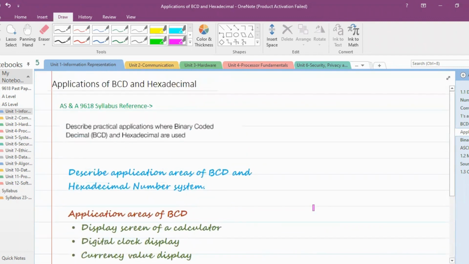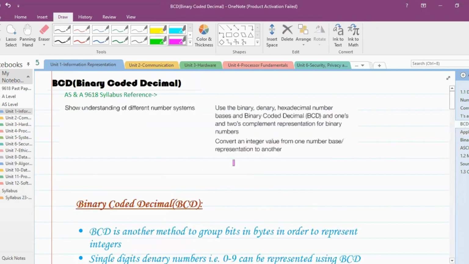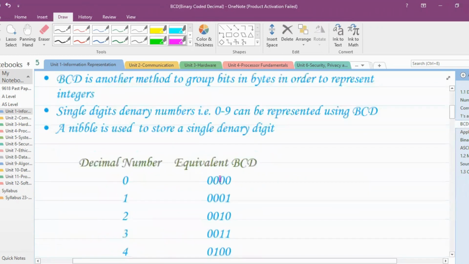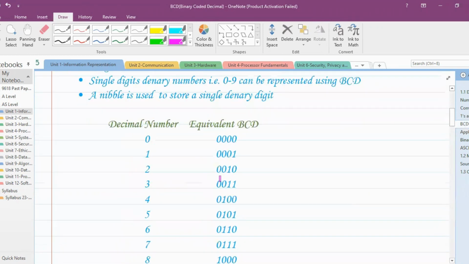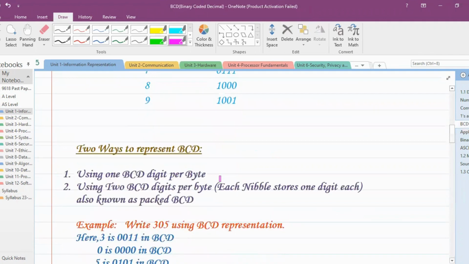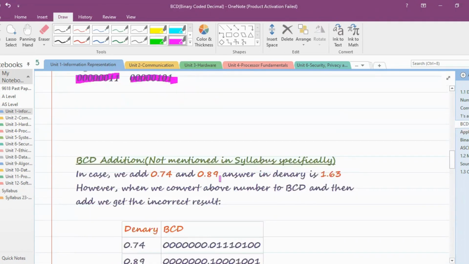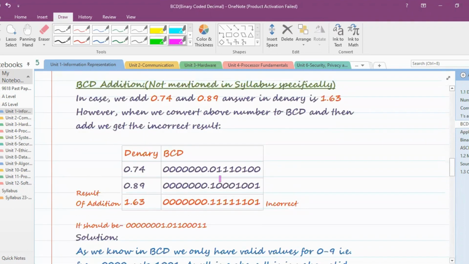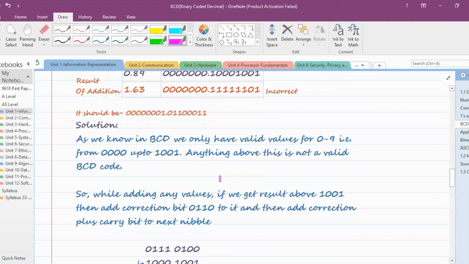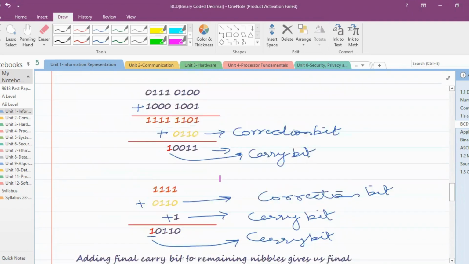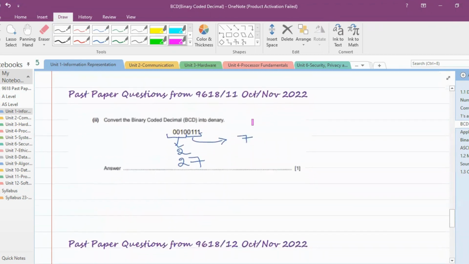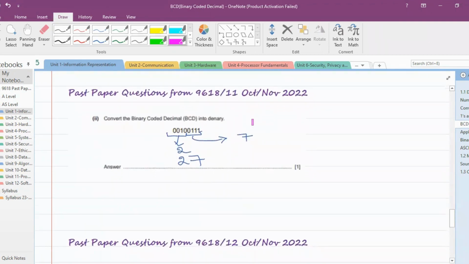So that's all for today. Today we have learned about application areas of BCD and hexadecimal, and we have learned what the BCD coding system is, how to convert a denary number into BCD, binary coded decimal, and how to represent a BCD code. Then we also looked at BCD addition, how to correct it when it is given in decimals, and there were some past paper questions that we solved today.